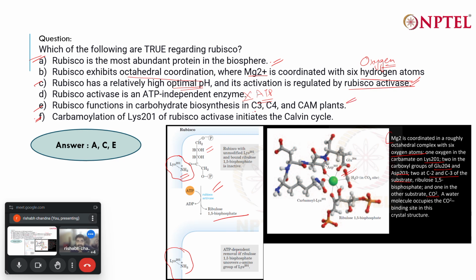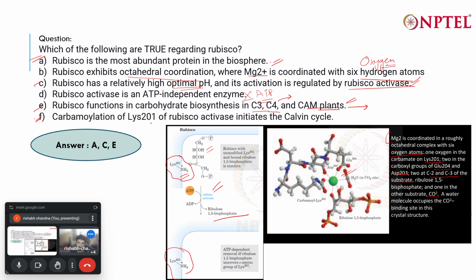In C3, the Calvin cycle is the major carbohydrate assimilating pathway. C4 is actually an extension of C3. In C4 plants, C3 is the common pathway, and there is another pathway that happens in the bundle sheath cells. And in CAM plants also, Rubisco is a common enzyme, just that the main carbon dioxide assimilation occurs at night, not in the daytime.